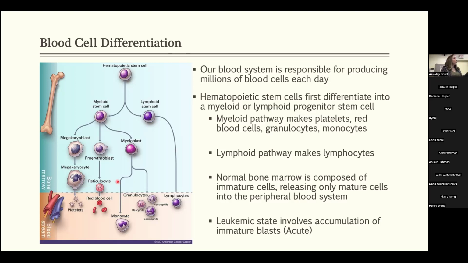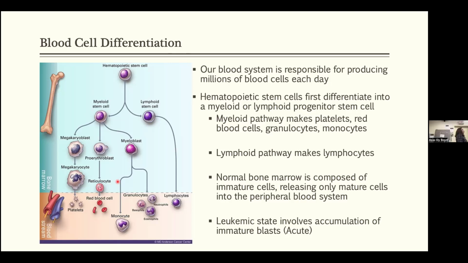So in a normal state, our bone marrow has those immature cells, those immature blasts, and in our peripheral blood system, we have the mature cells circulating. But what happens in acute leukemia specifically is that we have the release of these immature stem cells or immature blasts at various parts of the process that can then get released into the periphery, and that's what causes the acute leukemia.